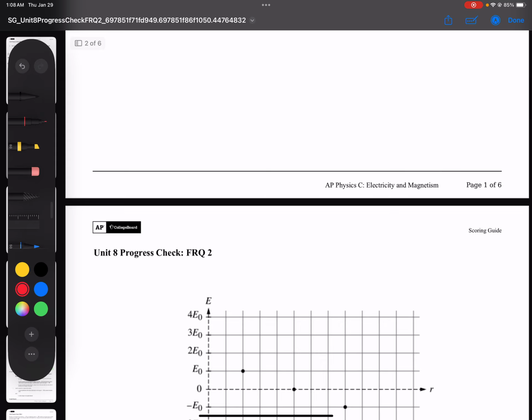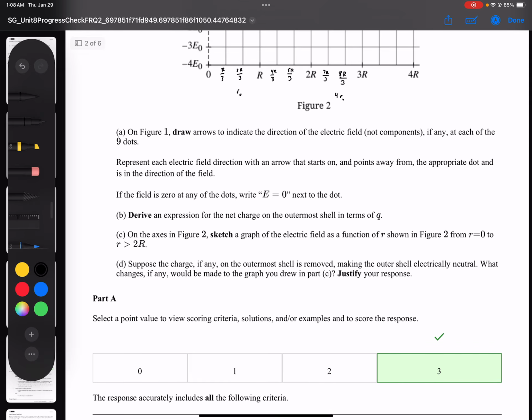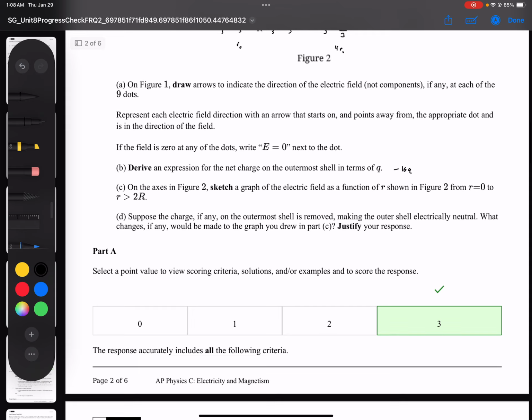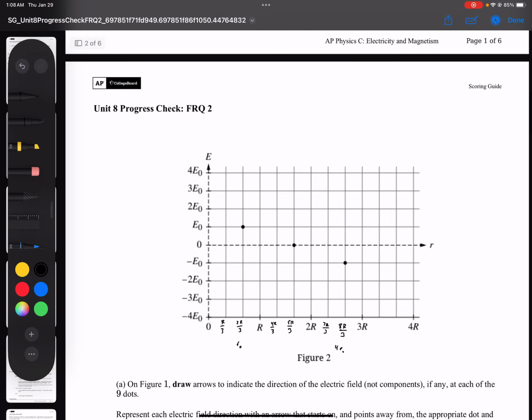So here we have negative 16Q and all the work shown above. And we drew our electric field strengths. So now we have to sketch the electric field as a function of R as shown in figure 2, from R equals 0 to R greater than 2R. All right, so let's sketch the electric field.